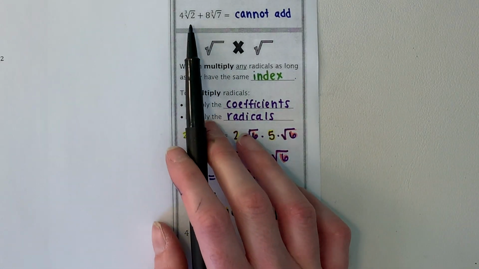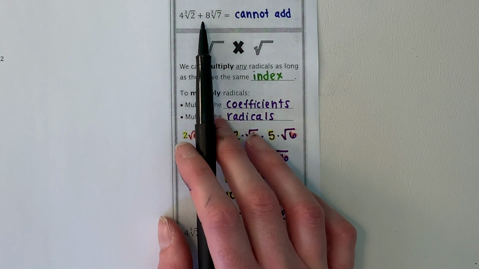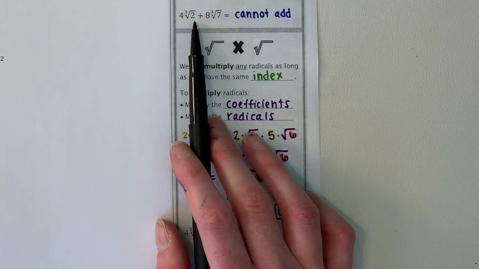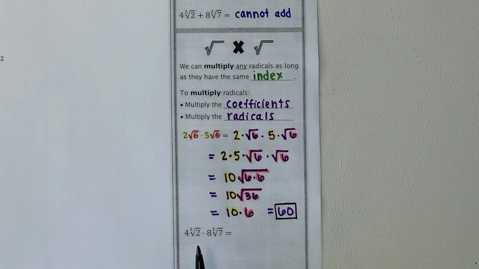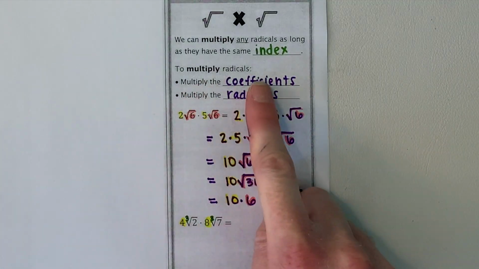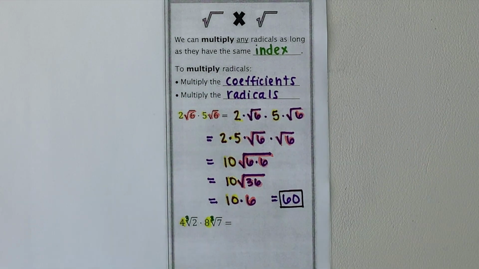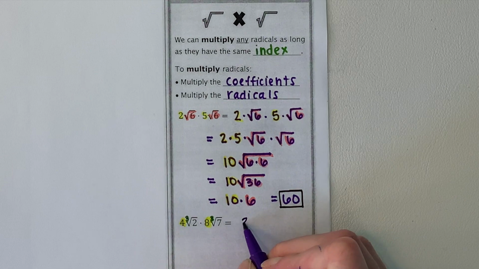Notice we could not add 4 cubed root of 2 plus 8 cubed root of 7 because they're not like radicals. But we can multiply them, because to multiply radicals, all that you need is for them to have the same index. Both of these radicals have the same index, a 3 in this case. Since they have the same index, we can multiply them. So you multiply the coefficients and you multiply the radicals. Let's start by multiplying the coefficients. 4 times 8 will give us 32.